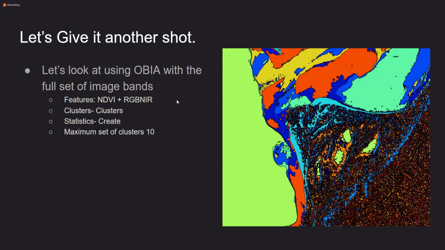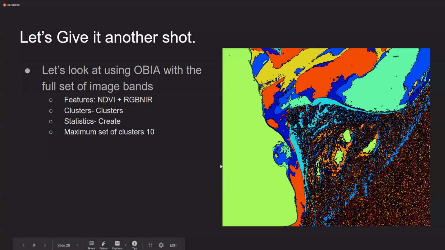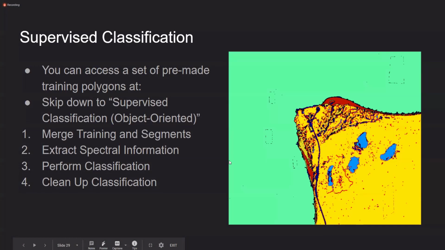I'm going to check and see. Yeah, it's still executing. Let's talk about supervised classification next. I'll walk you through it on the slides, and then we'll go back to Saga, and hopefully by then the unsupervised classification will have been completed.